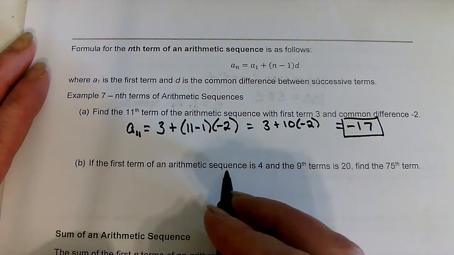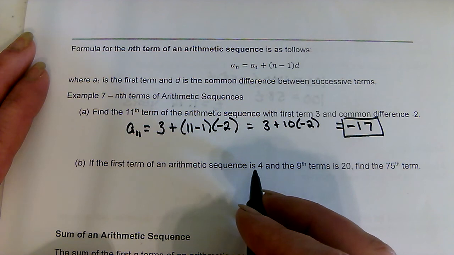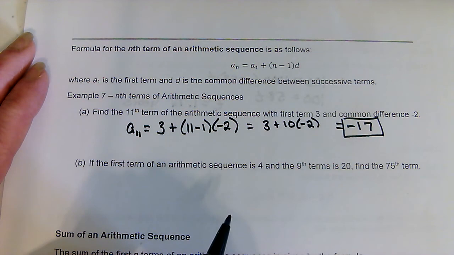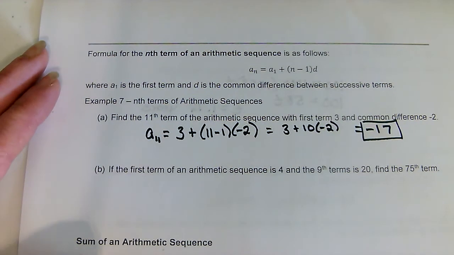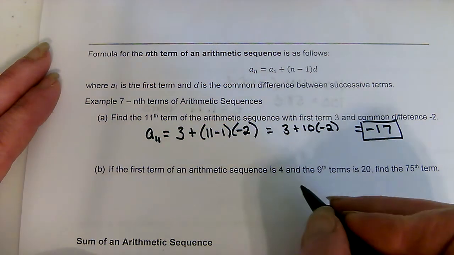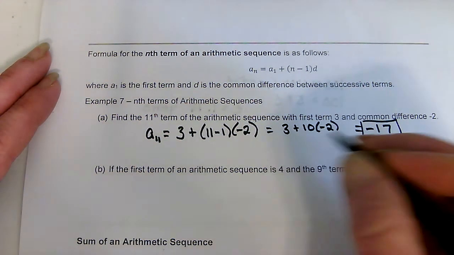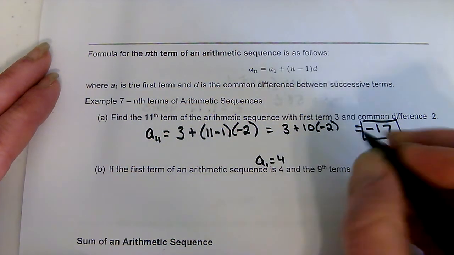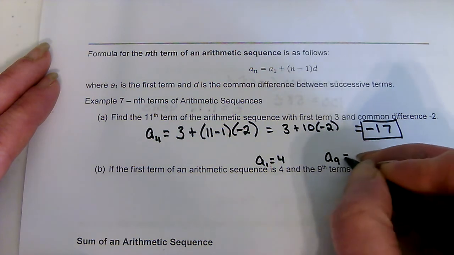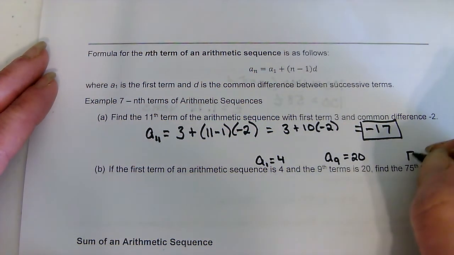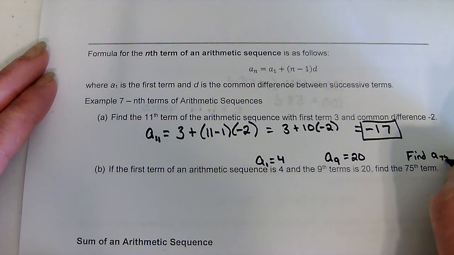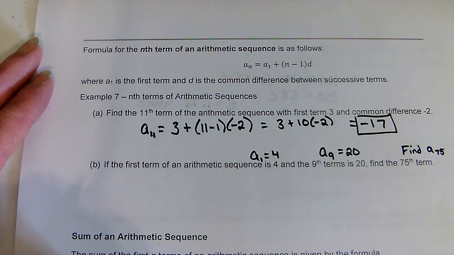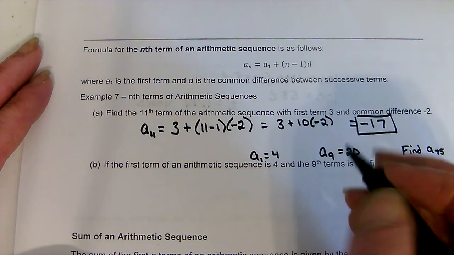If the first term of an arithmetic sequence is 4, and the ninth term is 20, find the 75th term. Oh, so we've got to look at a couple of steps here. So we've got a sub 1 is 4. The ninth term is 20. So a sub 9 is 20. And we're trying to find a sub 75. And I would not want to write that all the way out. But we don't even know the common difference yet. But we can find it using this information.